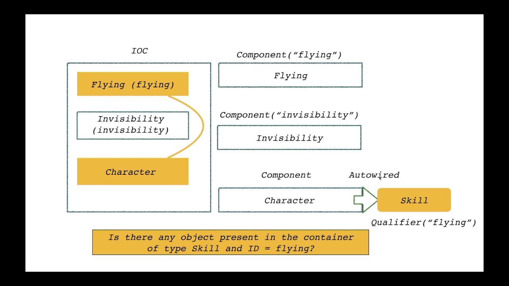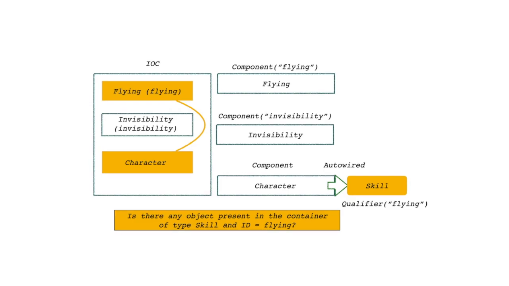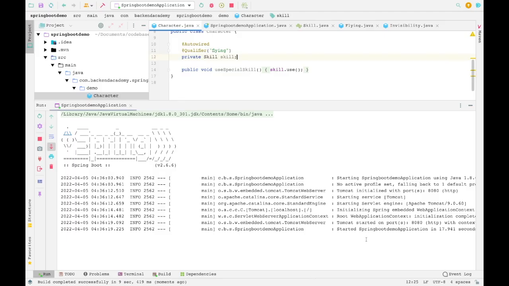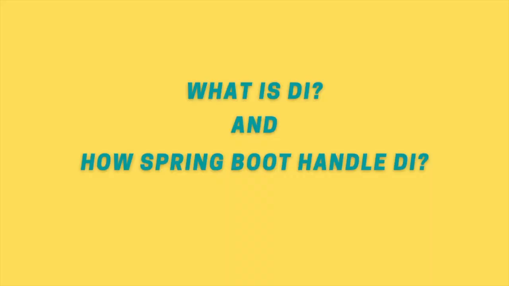So that's it. This way Spring understands how we want our objects to be created, and then Spring will create our objects. Now if you see, Spring just started without any error. So it started the Spring Boot application without any error. That is how Spring Boot handles dependency injection.